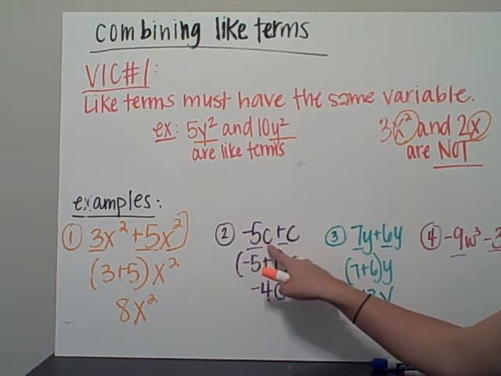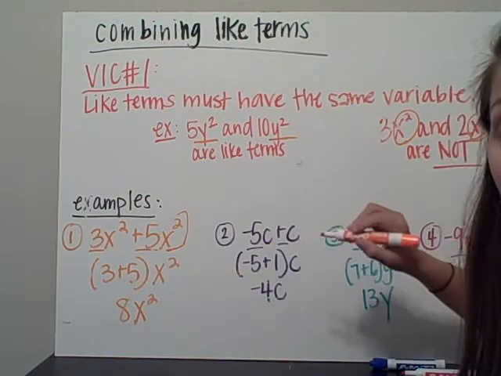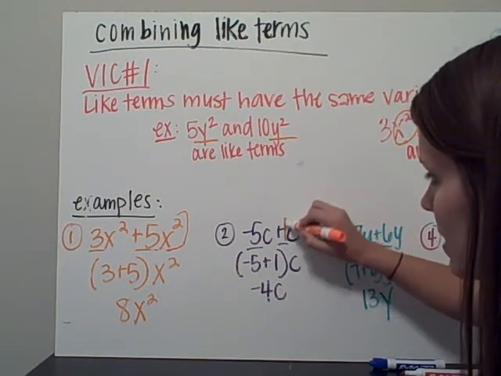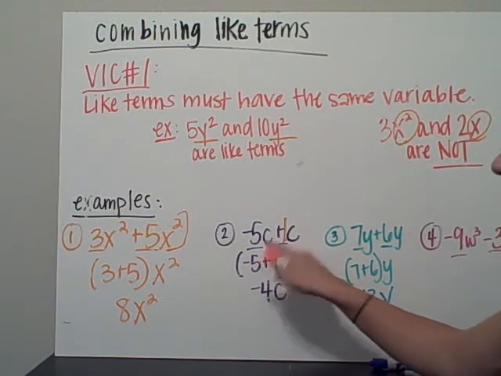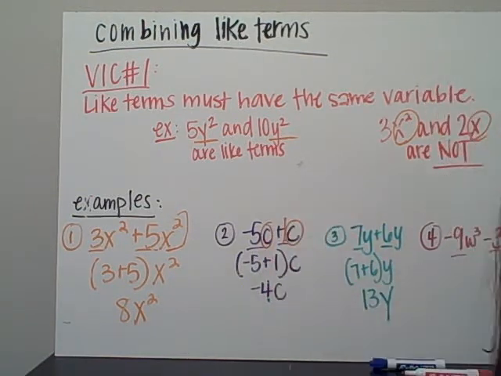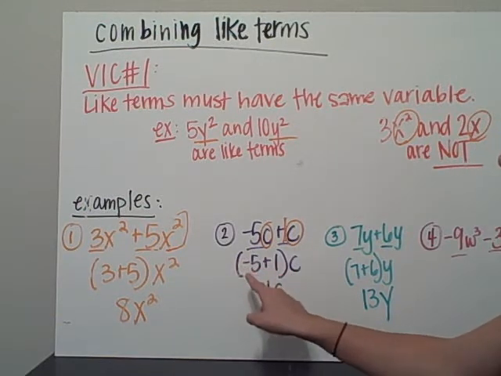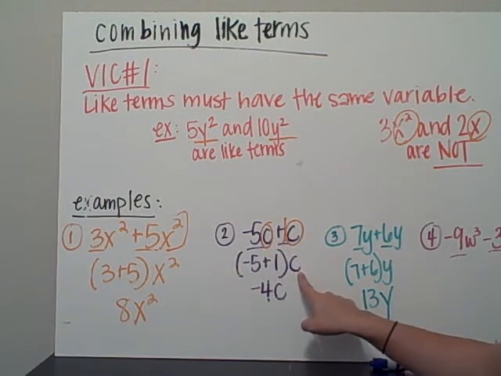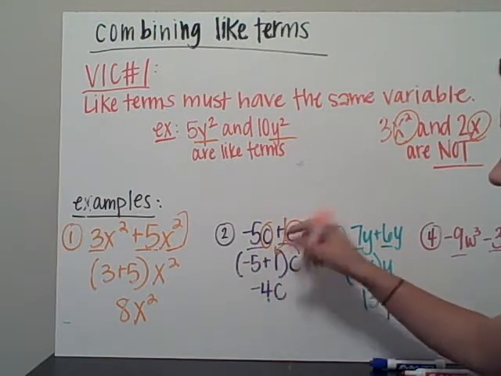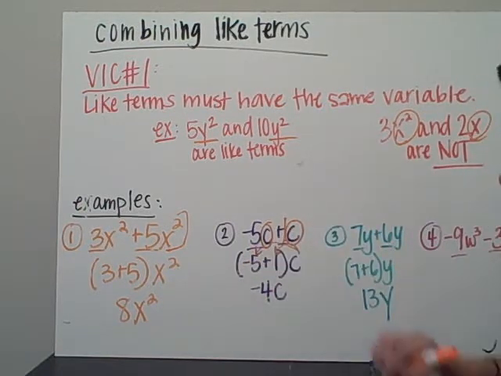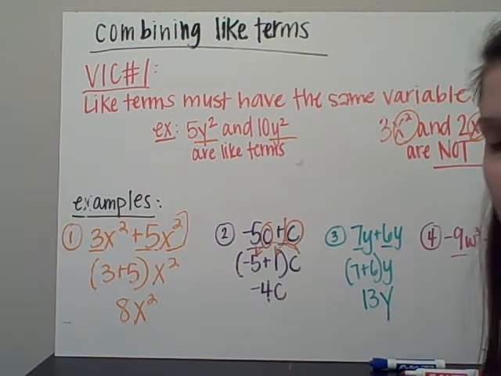Negative 5c plus c. Well, remember the multiplication property or the identity property means that this is a 1c because 1 times any number is itself. So now they have in common c, so these are like terms. We're going to use the distributive property to be able to simplify. We have in parentheses the negative 5 plus 1 all times c. And this works because if I actually distribute, I will still get negative 5c plus 1c. So negative 5 plus 1 is a negative 4, so our answer is a negative 4c.